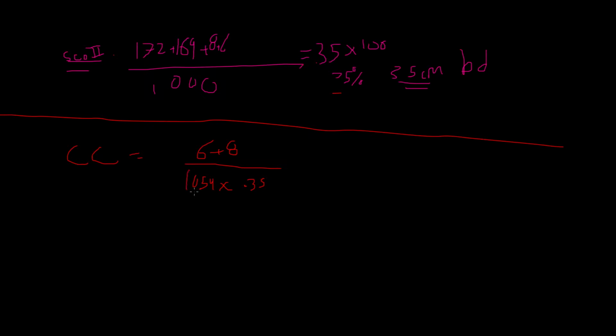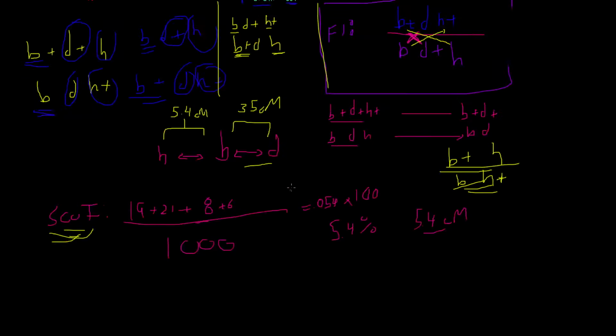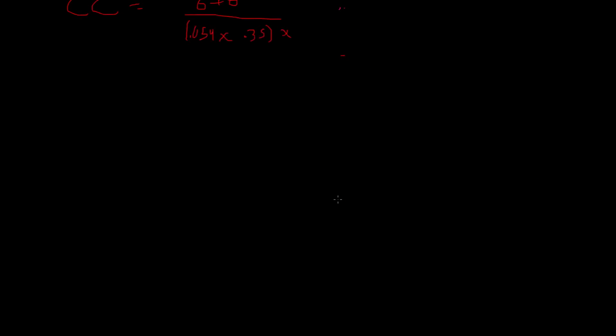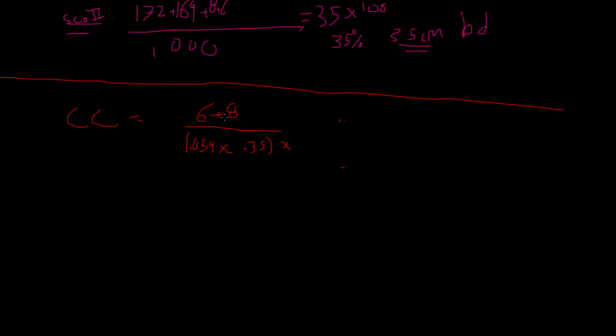Right, and you multiply these together: 0.054 and 0.35. And then, of course, you can't forget that this is out of a population of 1,000. Because this 6 out of 8 is out of a population of 1,000, whereas these are just percentages out of 1,000. So we multiply this by 1,000.